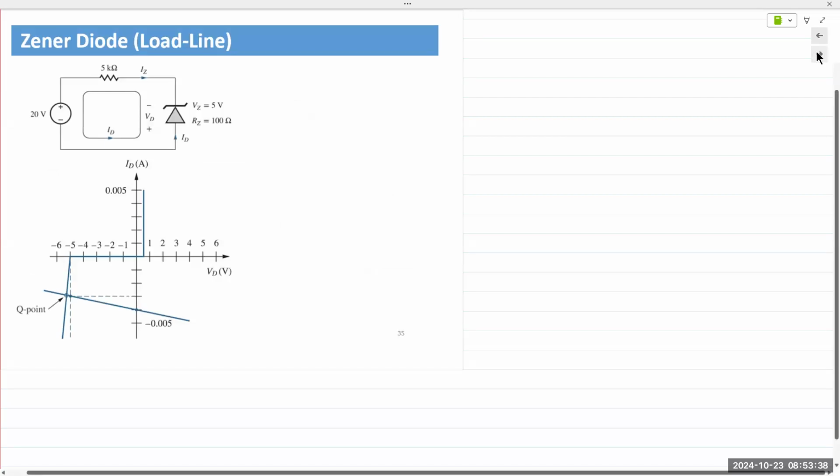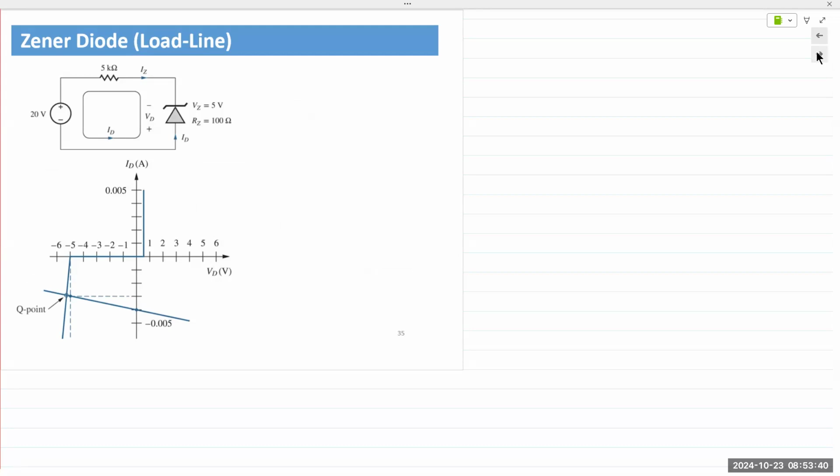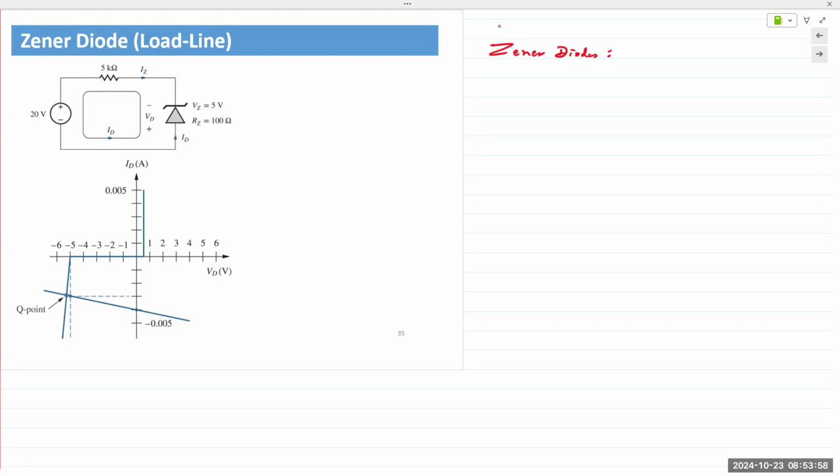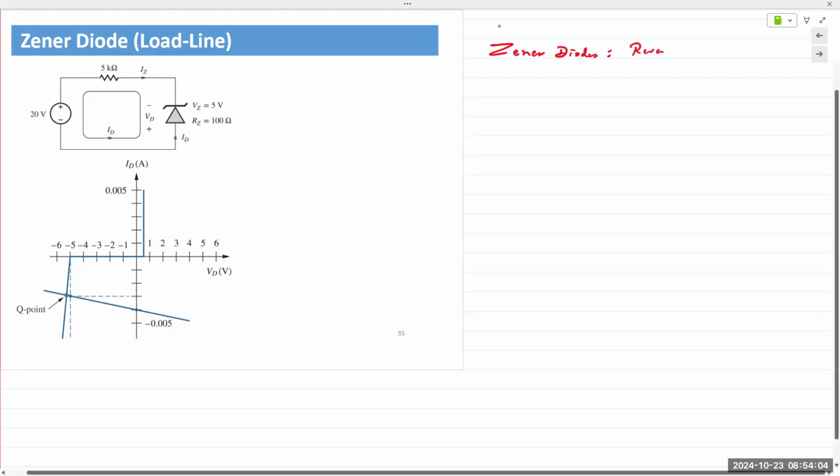All right, Zener diode. Just enough time maybe to perform one single load line analysis. So the important thing to keep in mind first is that Zener diodes are always used in reverse bias. Using them in forward bias is just wasting money in that sense, unless that is the only option we have available. So always works in reverse bias.